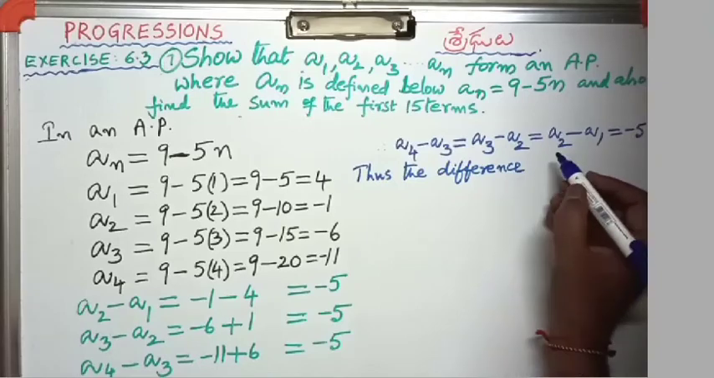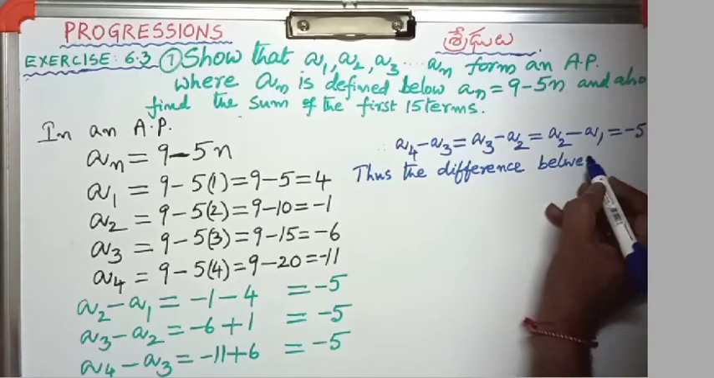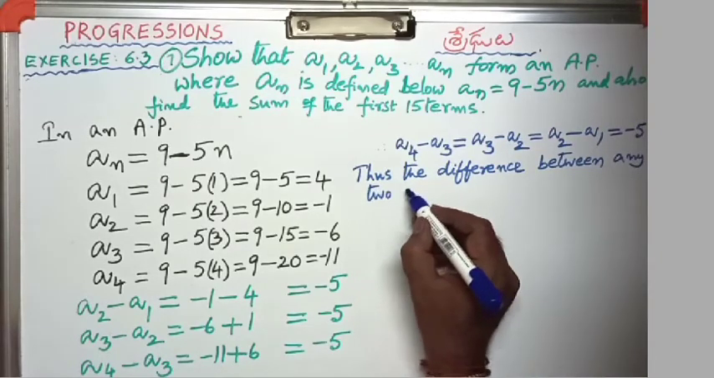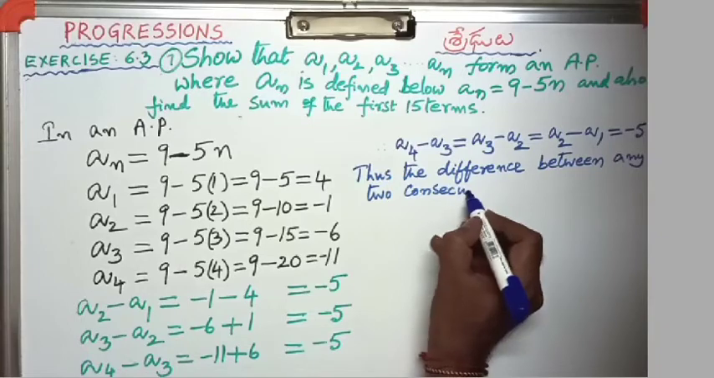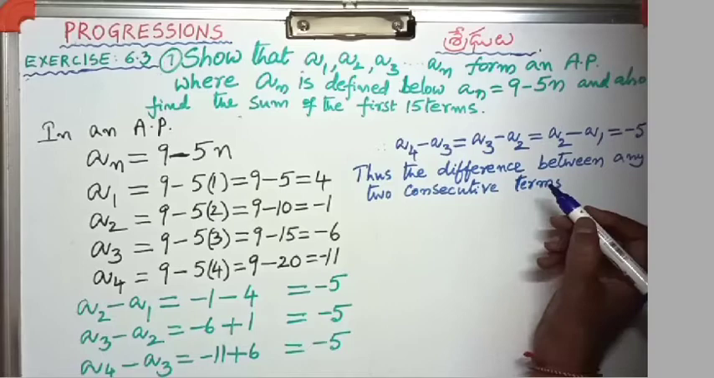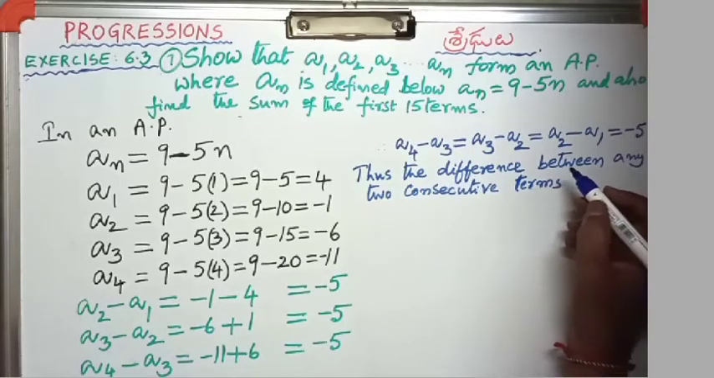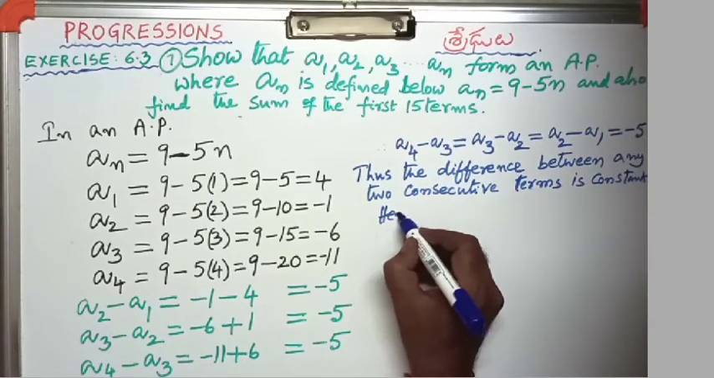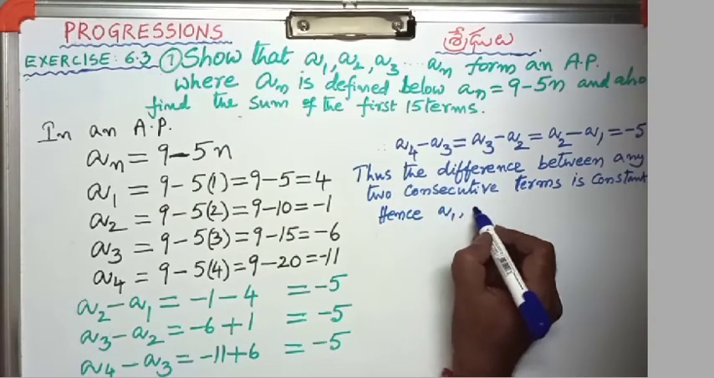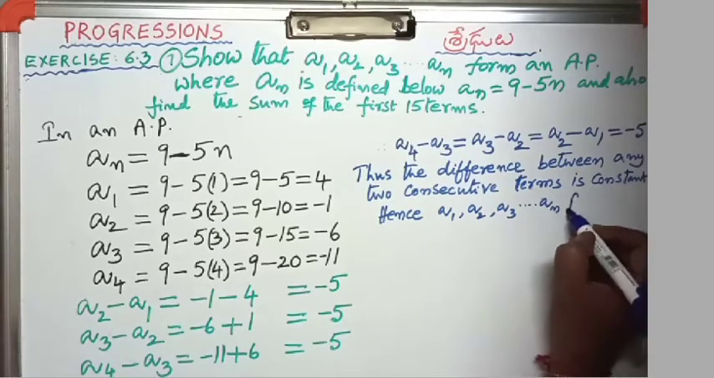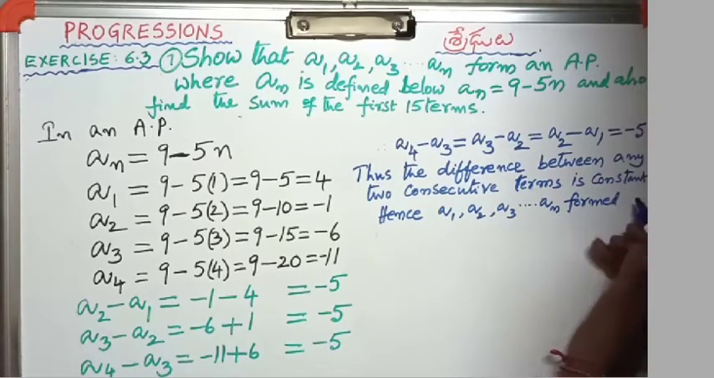Thus the difference between any two consecutive terms is constant, hence A1, A2, A3, so on An form an AP.